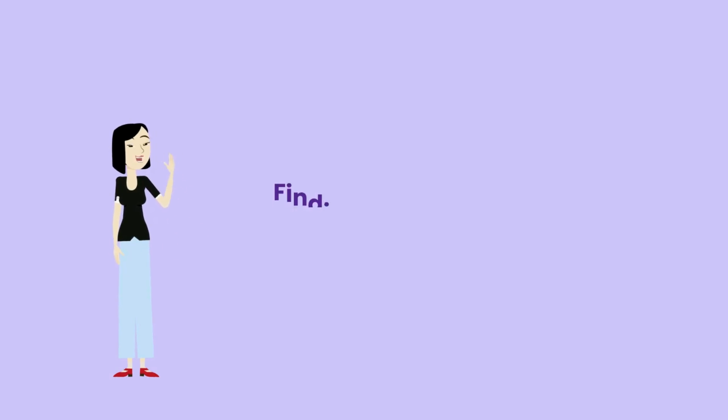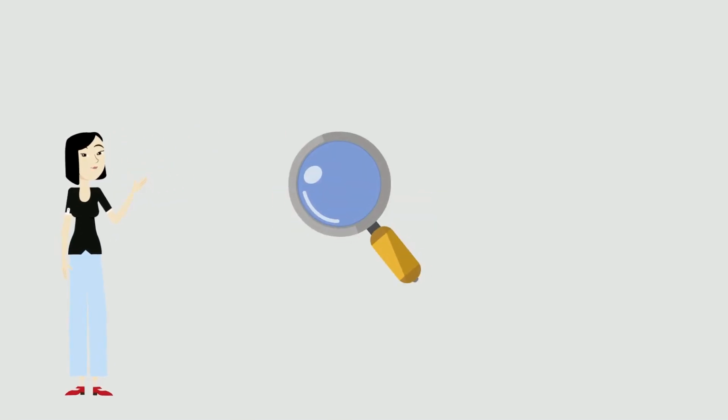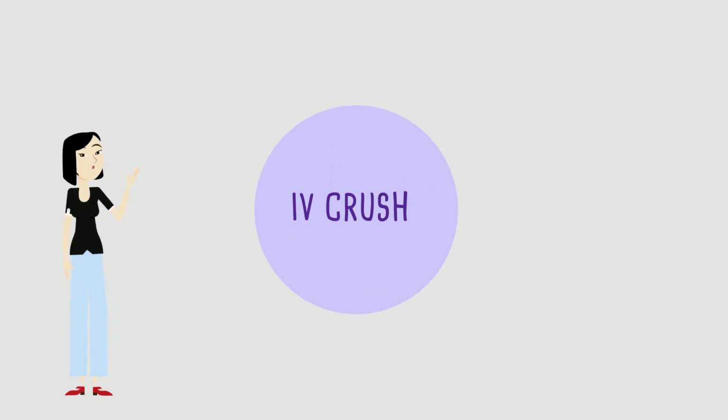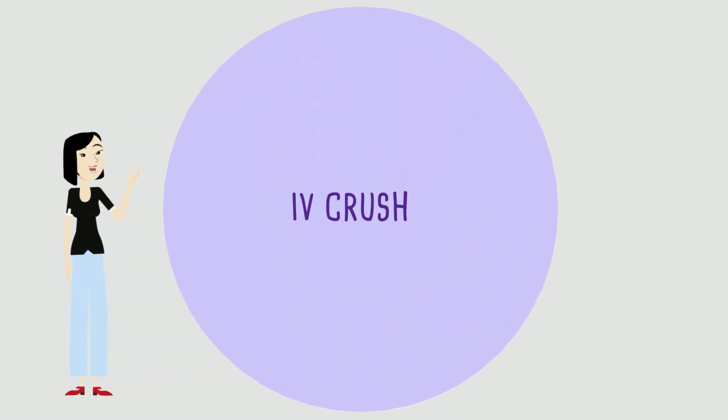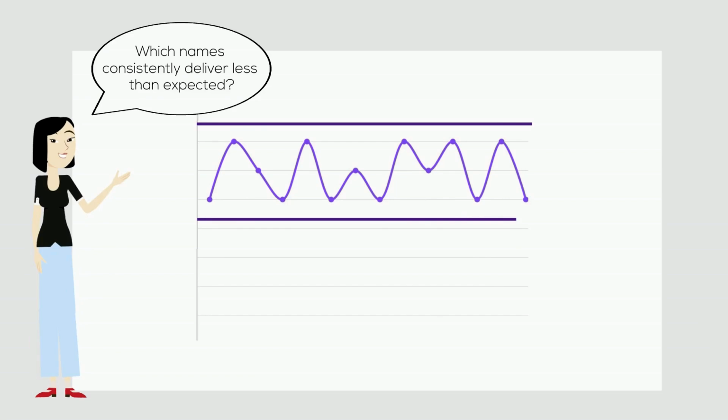Welcome to this walkthrough on how to find short volatility plays. When you're trading earnings, one of the most effective setups is profiting from IV crush: selling options that are overpriced heading into earnings and collecting when the realized move comes in smaller than implied. The challenge is, which names consistently deliver less than expected, and which are to avoid.